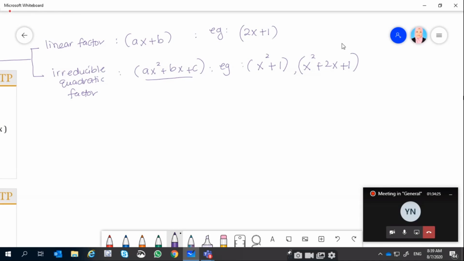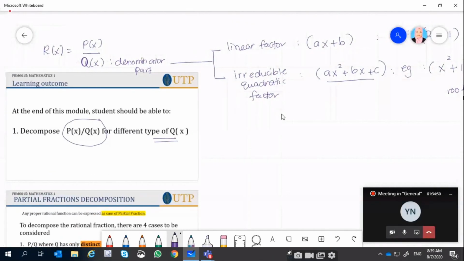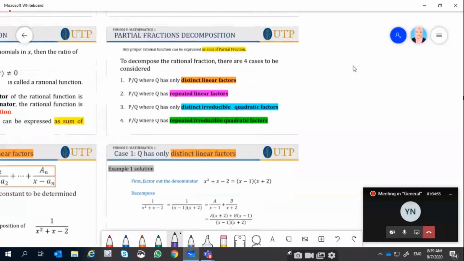If you use your calculator, you will get roots that are imaginary numbers, which are not real numbers, so we cannot consider them. There is no real root for an irreducible quadratic factor. So you have to identify these two types of factors, and then you need to consider these 4 cases.